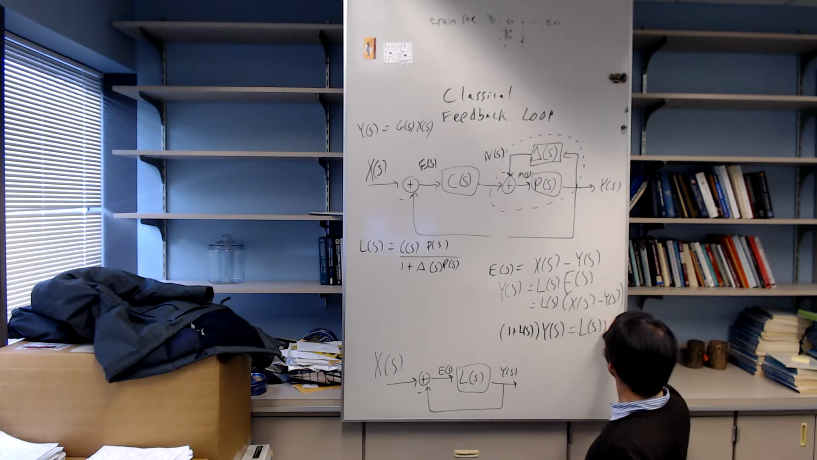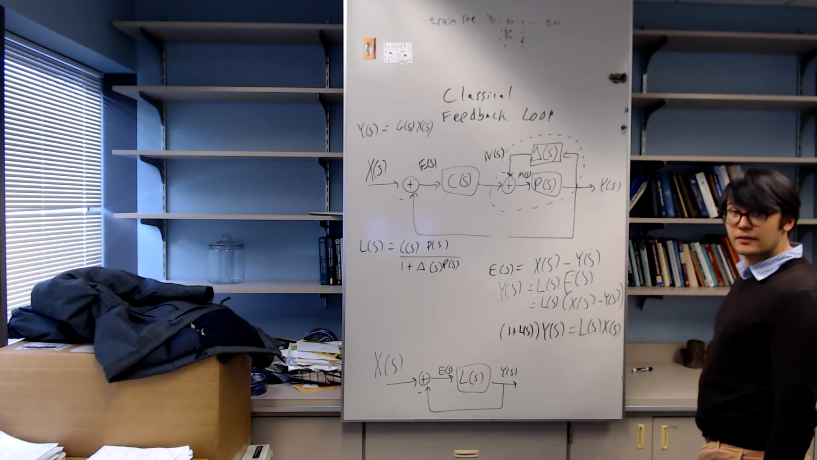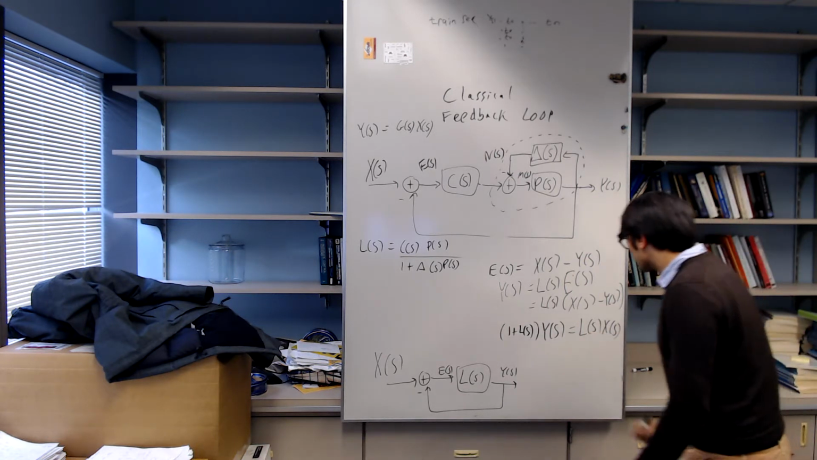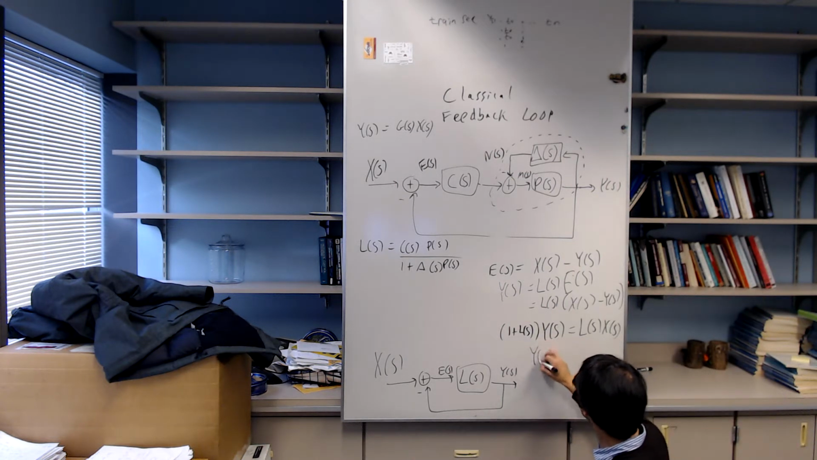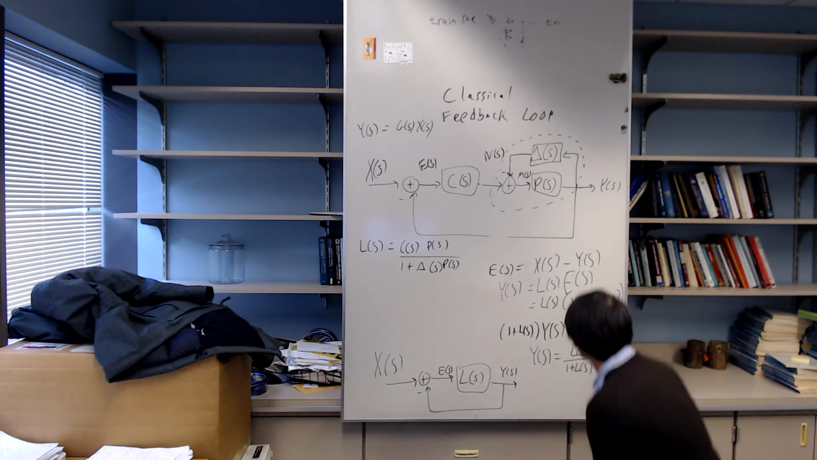L of s, x of s. That was my mistake previously. I forgot the L of s. And so we see that our y of s is equal to L of s over 1 plus L of s, x of s.